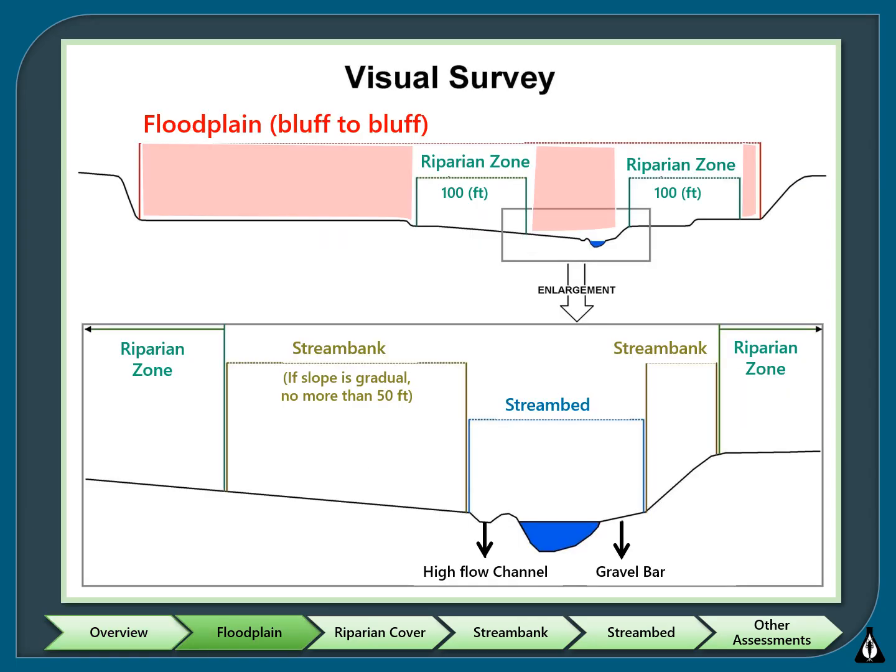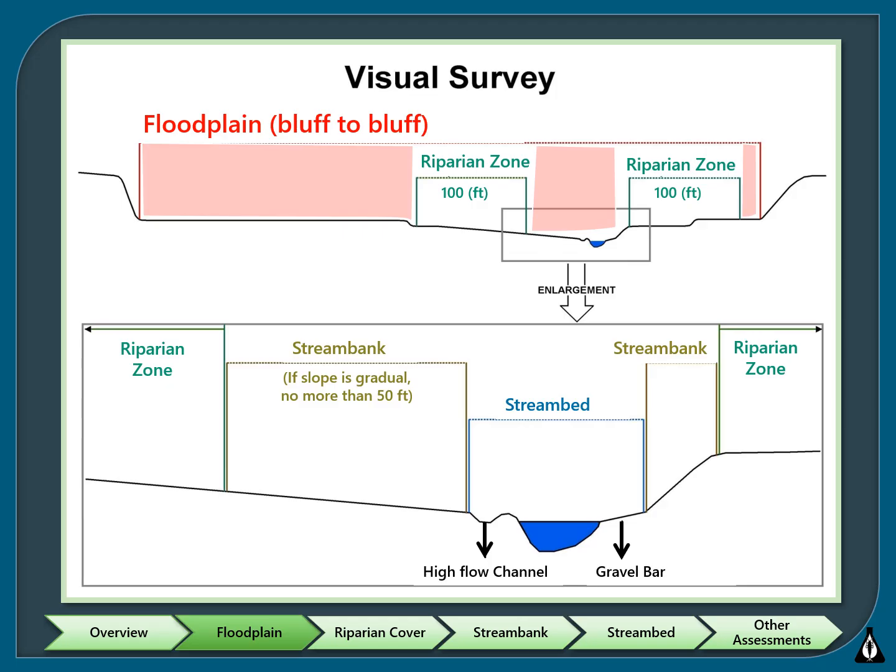This image is a cross-section of a stream site from bluff to bluff. It also shows a closer look from riparian zone to riparian zone. We will use this diagram to describe the different parts of the visual survey we are discussing. First, we will look at the floodplain.